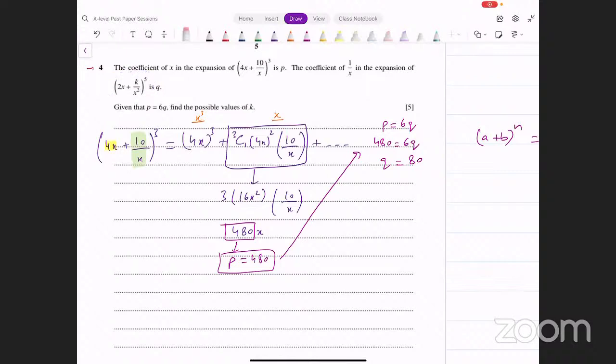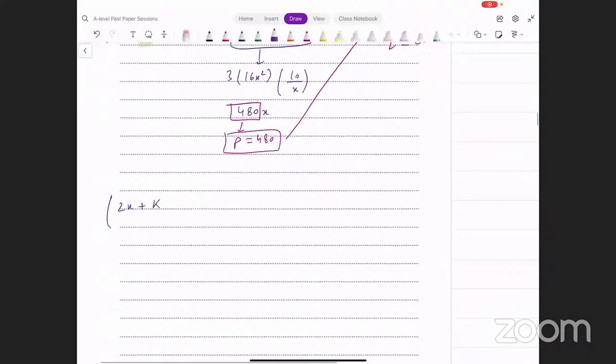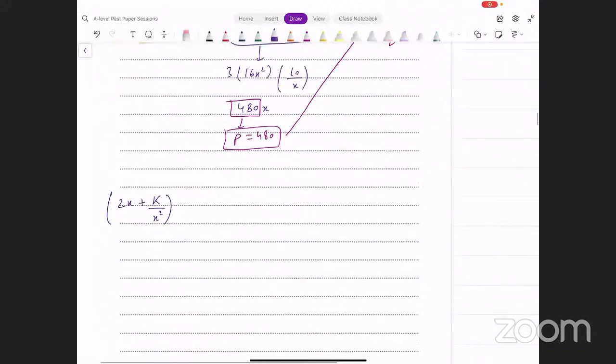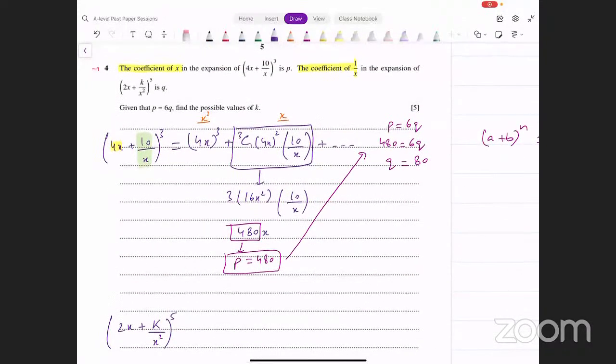Let's do the other expansion now because दूसरी expansion के अंदर हमारे पास k आ रहा है. उसमें हमें कौन सी टर्म चाहिए? पहली expansion में हमें x का coefficient चाहिए था. Second expansion में we need 1 over x. Let's do the second expansion as well. Now what's the other expansion? We've got 2x plus k over x square whole raised to power 5. ये आपके पास ये expansion करनी है. आपको इसकी coefficient of 1 over x चाहिए. ठीक है, coefficient of 1 over x.